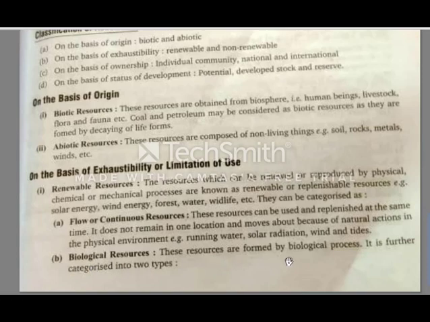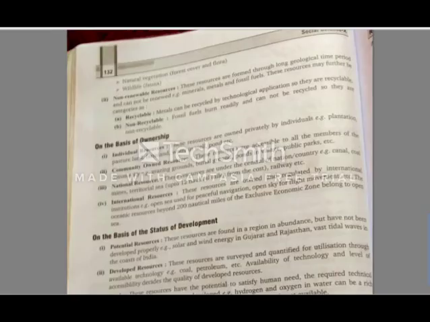Next is biological resources. These resources are formed by biological process. It is further categorized into two types. First is natural vegetation, you can see on the screen. Second is wildlife. Natural vegetation means forest cover and flora. Wildlife is fauna.